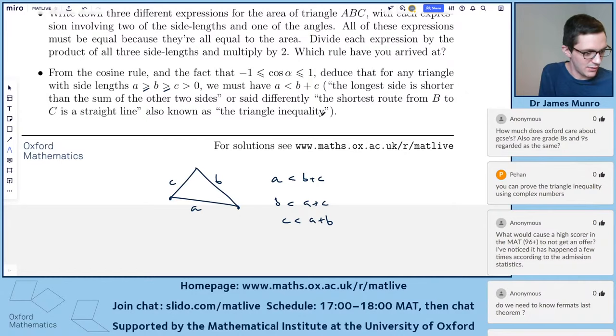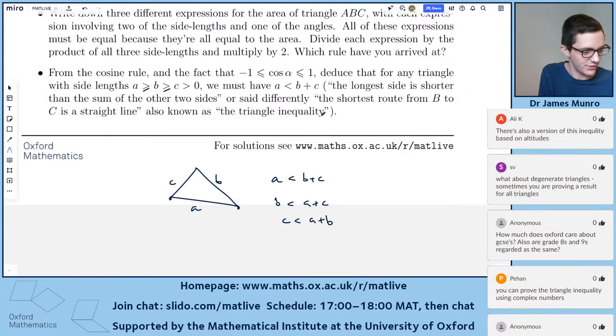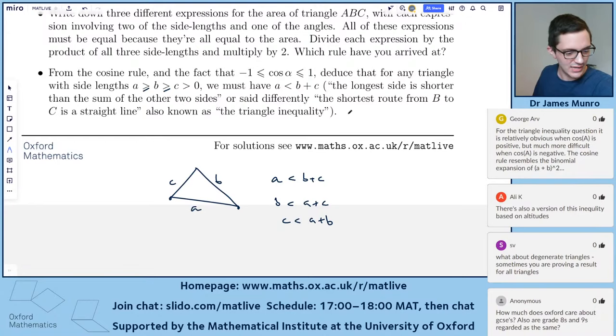Inequality based on altitudes. Version of this. Other stuff going on. Yep. Okay. Gets really tricky when the cosine is negative. I think it depends whether my proof here. I think it depends whether sine is positive or negative. But I can sort of see what you mean. Okay.